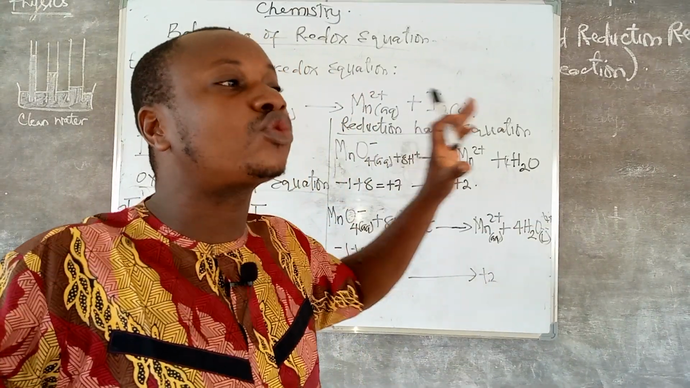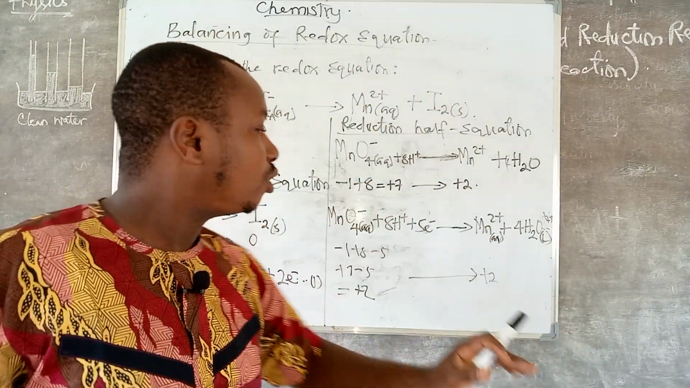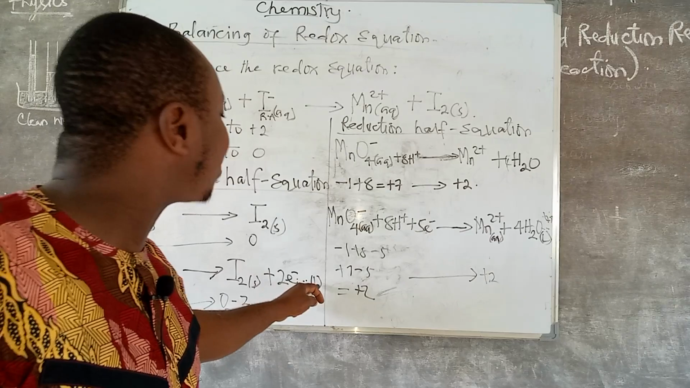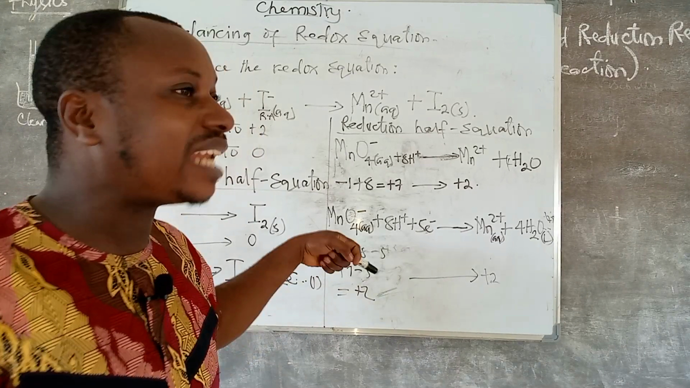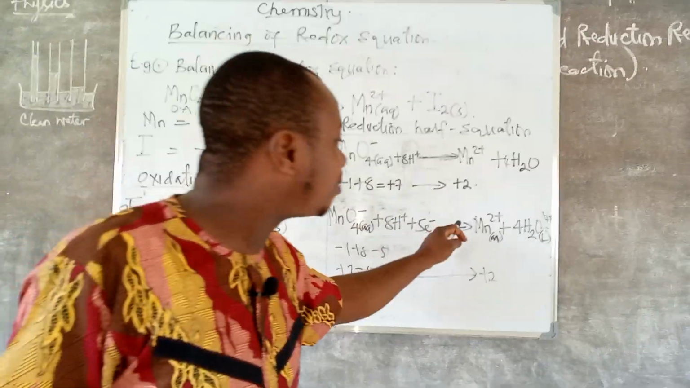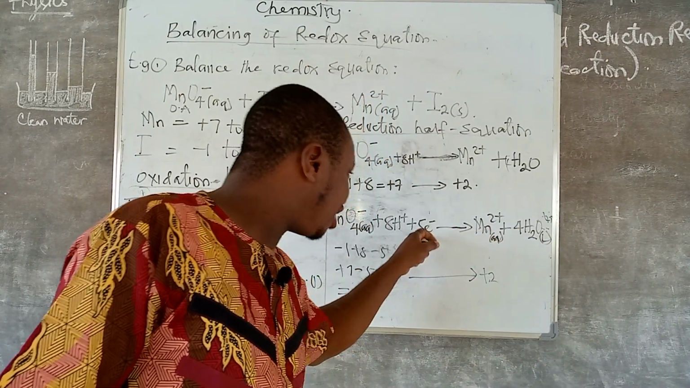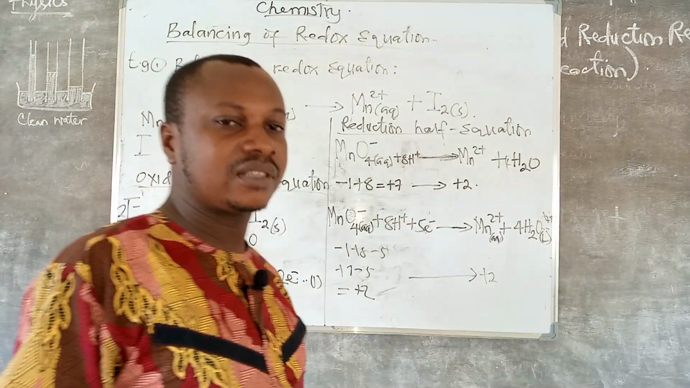Remember that the electrons on the two half equations must be equal. So I am suggesting to multiply equation 1 by 5, so that 5, when it multiplies 2, it will give us 10. And multiply equation 2 by 2, so that 2 times 5 electrons will give us 10. Let us see how it goes.